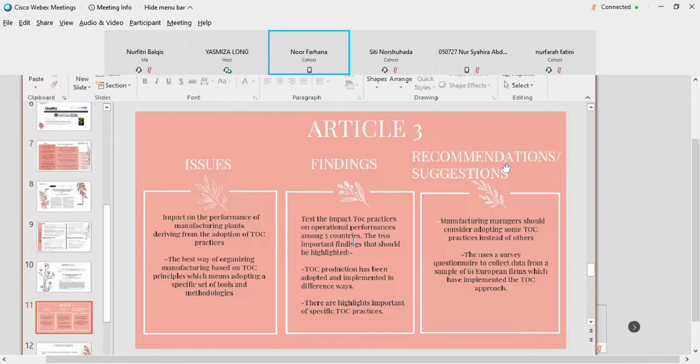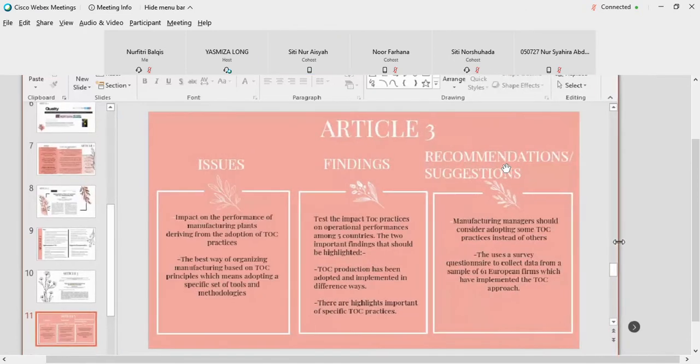So next presenter, findings. Echa. Okay, I will explain about findings of this article. Kuat sikit Echa. Okay. Mana Echa? Kuat sikit. Hello? Hello? Kuat sikit, kuat sikit. Okay, continue.